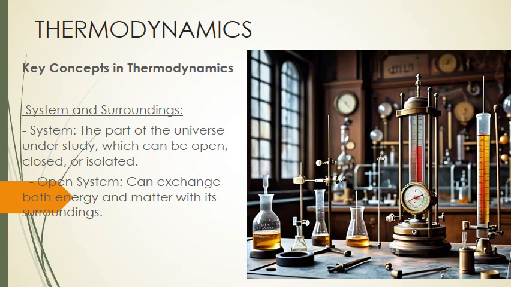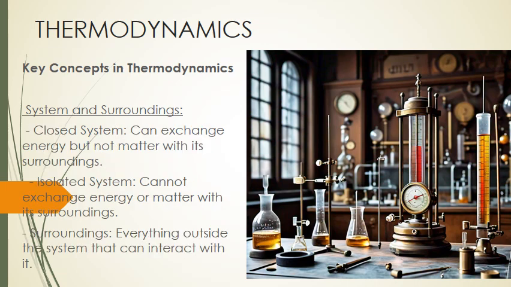What are some key concepts in thermodynamics? The first is system and surroundings. System is used to refer to the part of the universe under study, which can be open, closed, or isolated. Open system, that is, a system that can exchange both energy and matter with its surroundings. Closed system, a system that can exchange energy but not matter with its surroundings. Isolated system, a system that cannot exchange energy or matter with its surroundings. And then surroundings, that is everything outside the system that can interact with it.